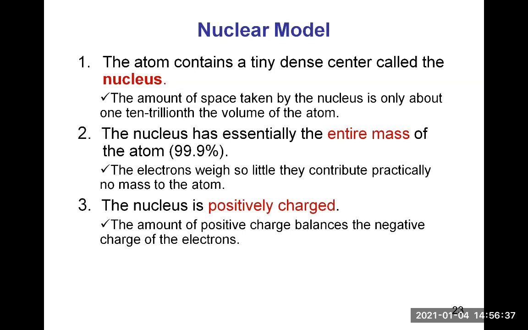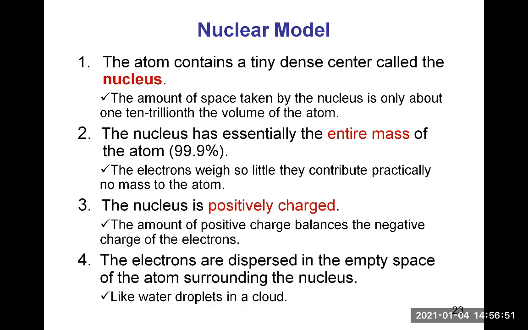And then the nucleus is positively charged. The amount of positive charge balances the negative charge of the electron. We have to have a positive charge to cancel out the negative charges from the electrons so that the atom is neutral overall. And so the electrons are dispersed in the empty space of the atom surrounding the nucleus, like water droplets in a cloud.